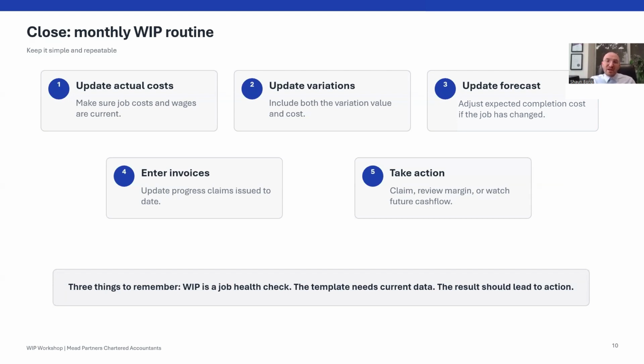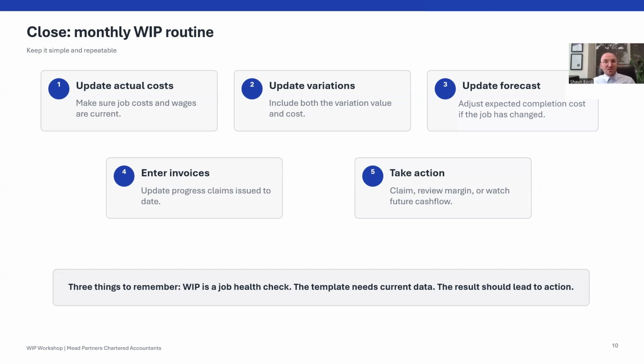If your WIP's not updated, the first issue is misleading gross profit. Looking back at the examples, where we could be under or over reporting profit. The job might look profitable when it's not, or a profitable job may look worse than it really is because costs and revenue are not matched properly. The second issue is bad pricing decisions. If you don't have accurate costs and profit information on completed jobs, future quotes may be based on wrong assumptions.